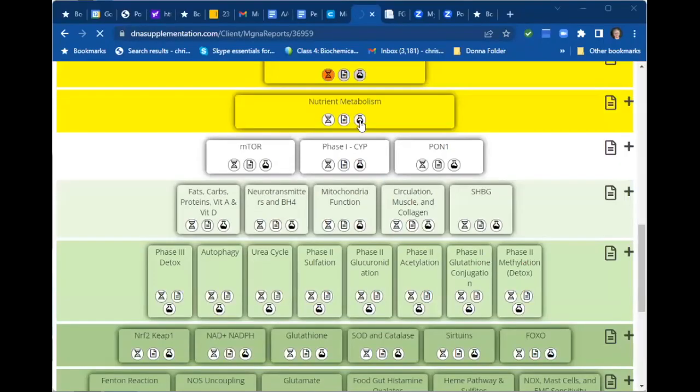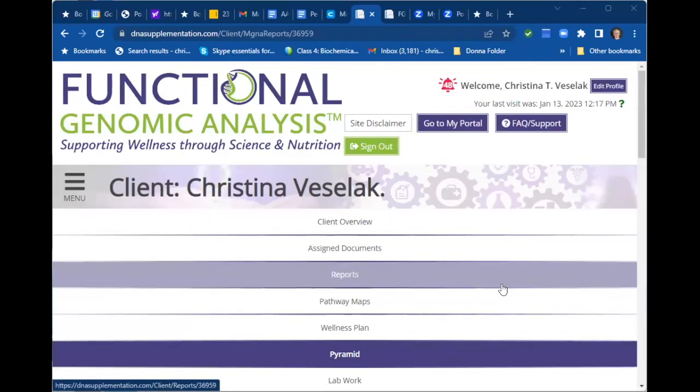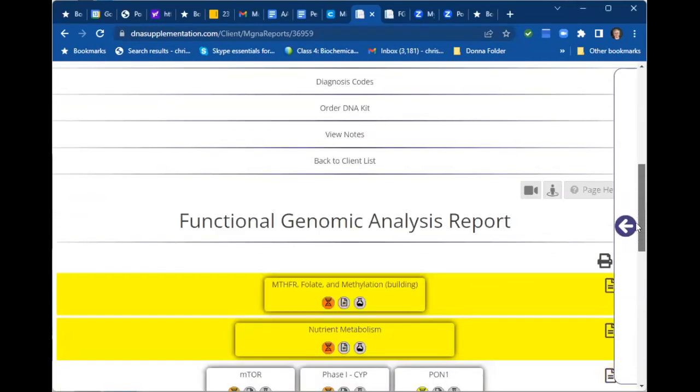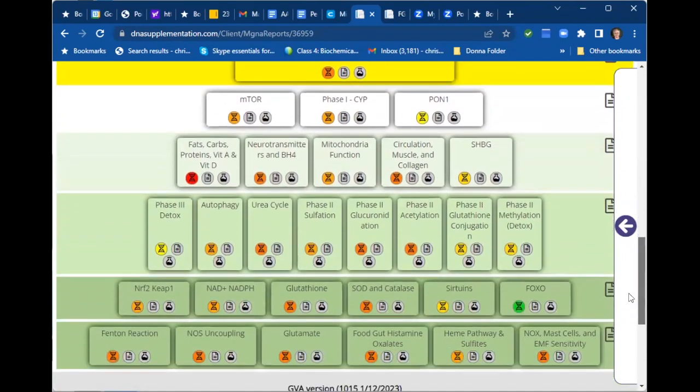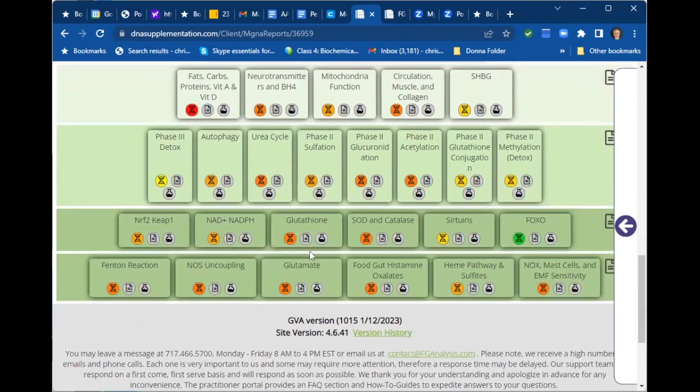This is one of the possible printouts you get from the company I work with. And they organize the data in terms of this pyramid and different categories of genes. And so it helps the clinician kind of organize the information. Now, green means that you've got really good, adequately working genetics. This is my report.